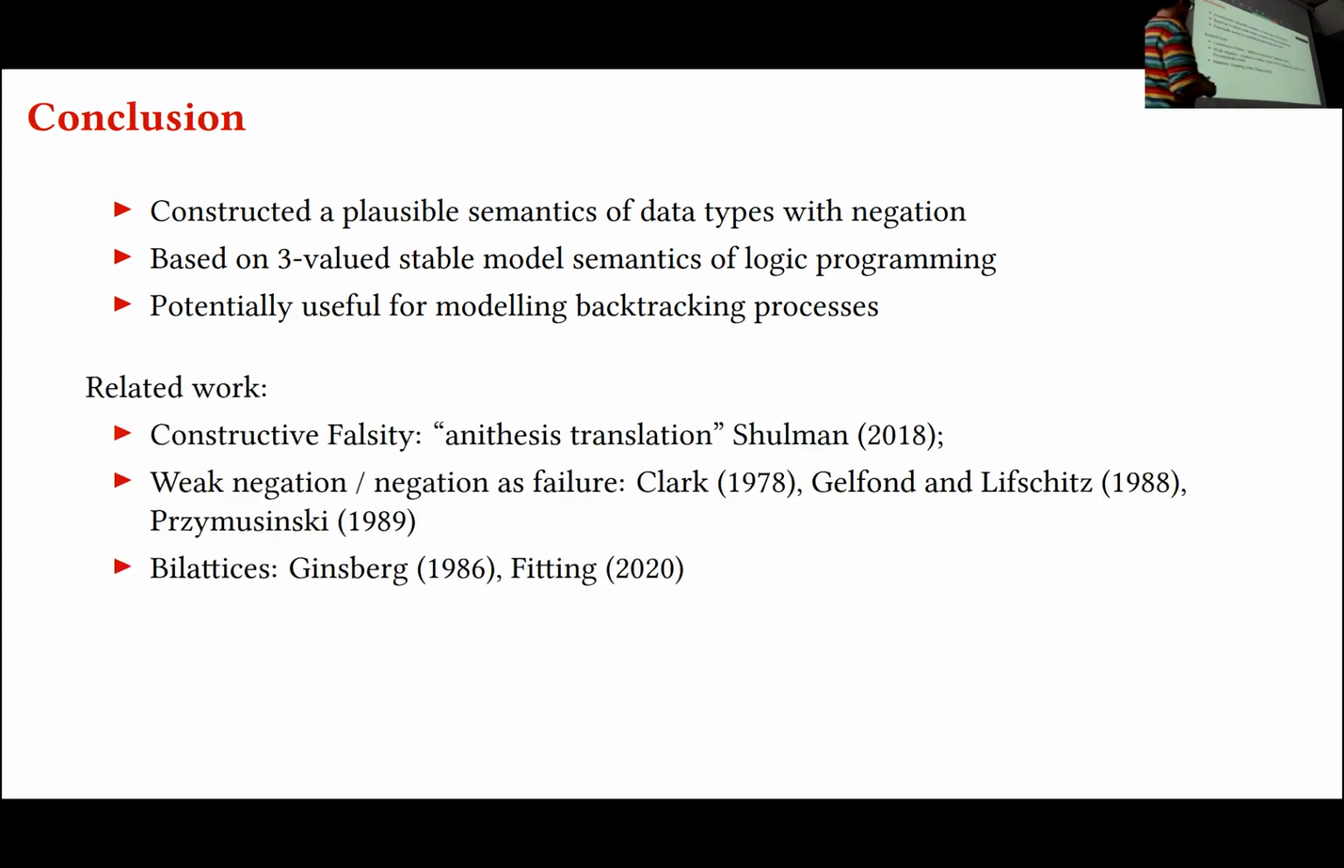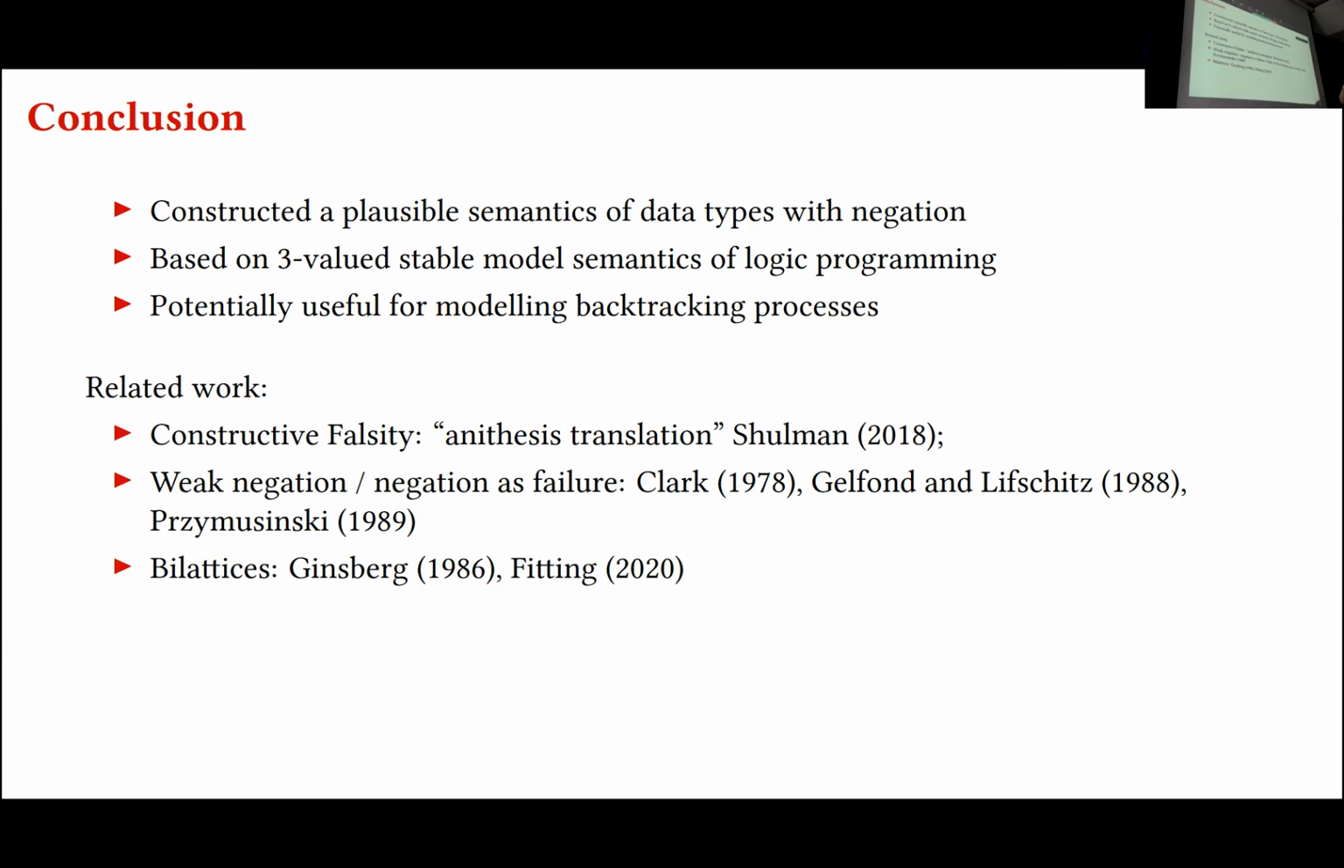Mention some related work. Recently, this isn't the only work in this direction, but there's a paper by Mike Schulman on the antithesis translation, where he uses this construction of positive and negative information to rephrase some definitions in constructive mathematics, and gets quite a lot of mileage out of it. All of these itty-bitty things that constructive mathematicians have been doing can be summed up just by choosing the right kind of negation and disjunction.